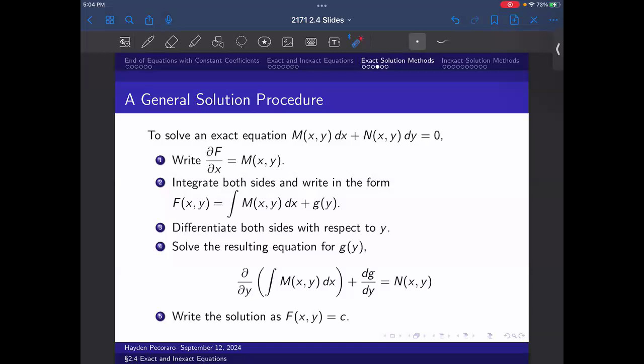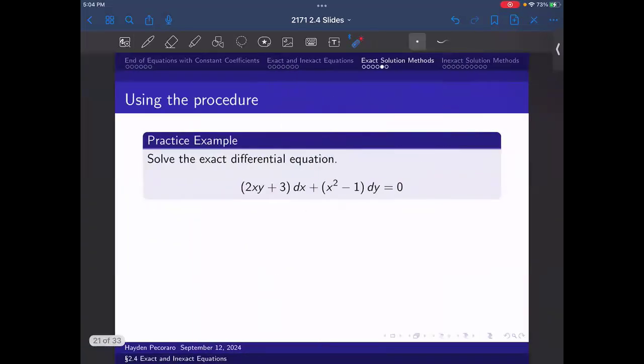So we have questions about this process. Let me give you a practice example here. Give you a couple minutes to work that out, and then we'll come back and find the solution. Doing it from both sides just adds time.